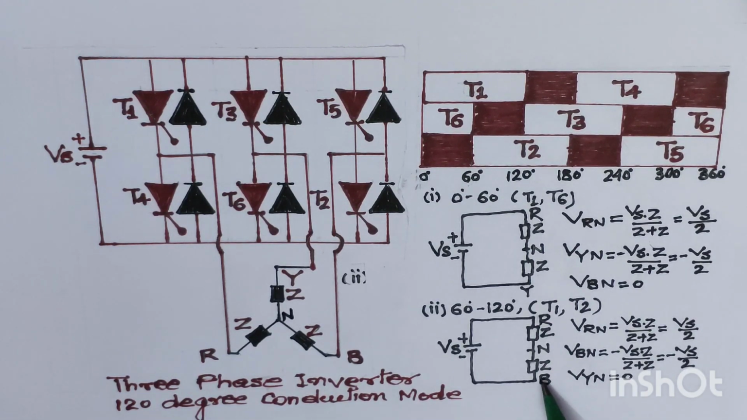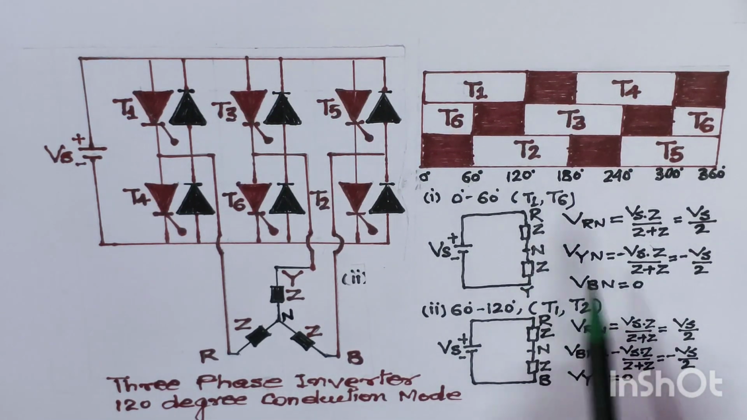Similarly, we will find out the VBN. So what is VBN? Since B phase is connected towards the negative side, we will write here VBN equals to minus supply voltage Vs dot impedance Z upon Z plus Z upon Z plus Z. If you solve this, it comes out to be minus Vs by 2. And we know that there is no Y phase connected anywhere in this circuit diagram, so we will write here VYN equals to 0.